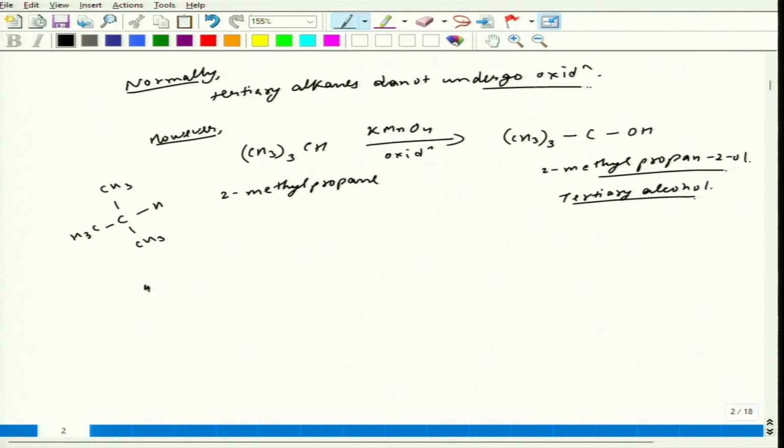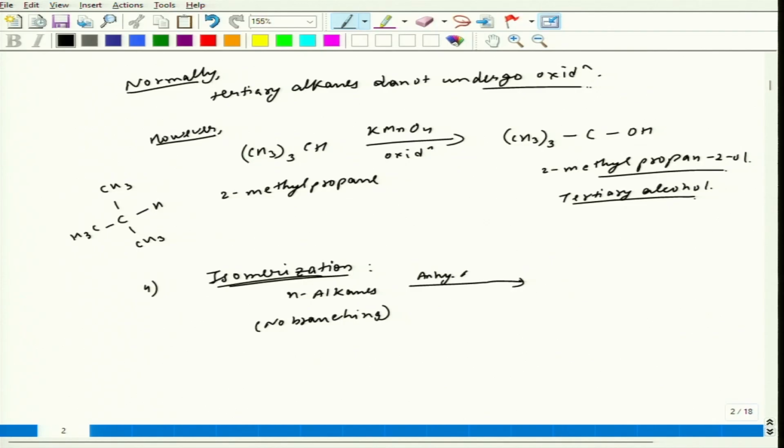Okay. The next property that we can study is the isomerization reaction. What normally happens is that normal alkanes, I am saying normal propane, normal butane, that means no branching, in the presence of anhydrous AlCl3 and HCl, can be converted into isomer products, that is branched isomers of alkanes. So, what actually happens is we can form the branched isomers of alkanes.